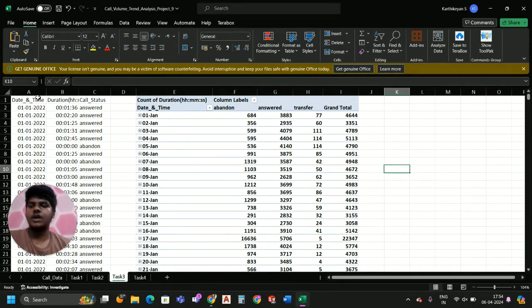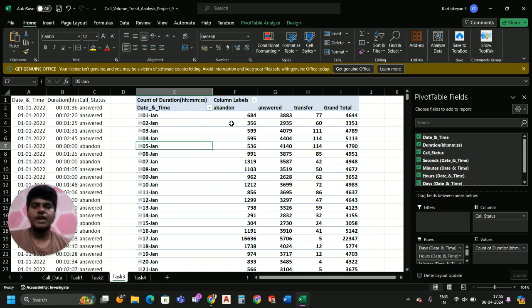So I have taken to know that at least 90 calls should be answered out of 100, to reduce the abandoned percent from 30% to 10%. I have taken time and date, call duration in hours, minutes and seconds, and call status.